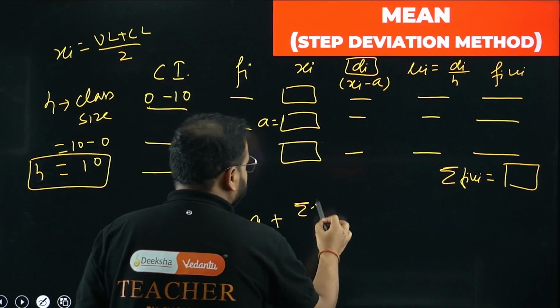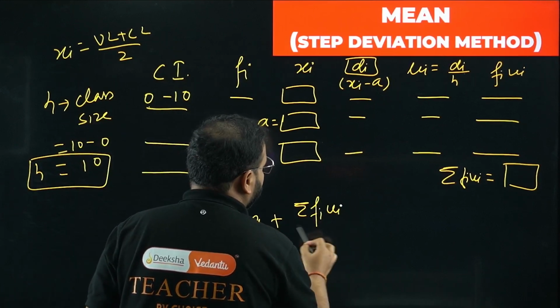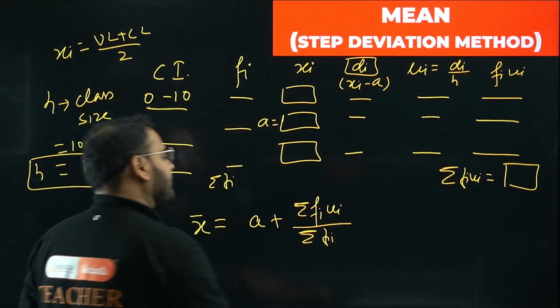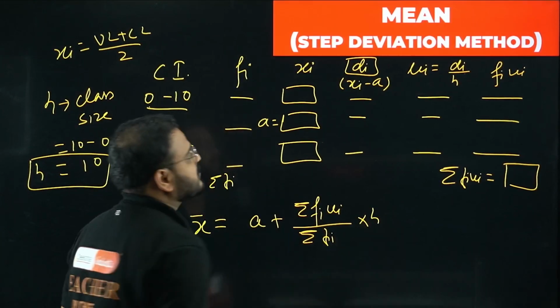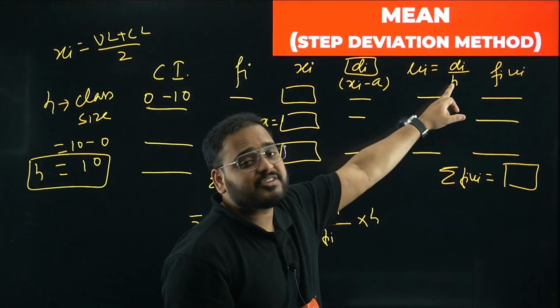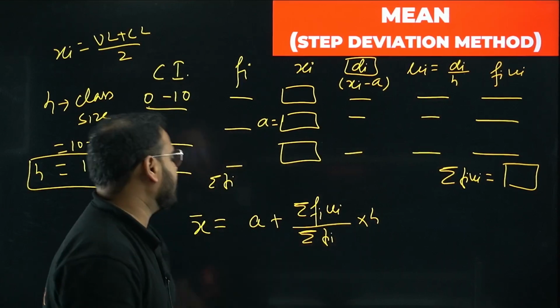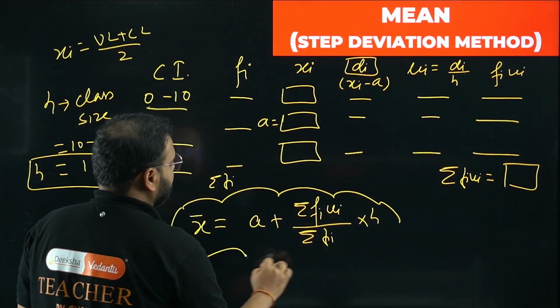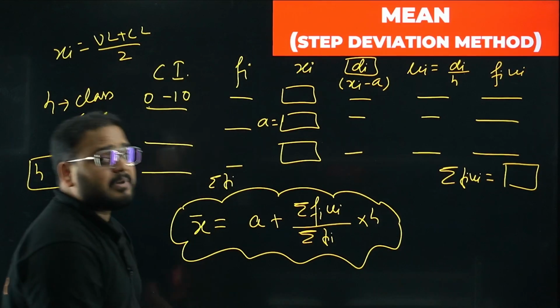Yeah, sigma fi ui divided by sigma fi, clear, times h. How come, sir? See, you're dividing this with an extra h, so I have to remove that part out. That's why times h. This is my formula for finding mean using the step deviation method.